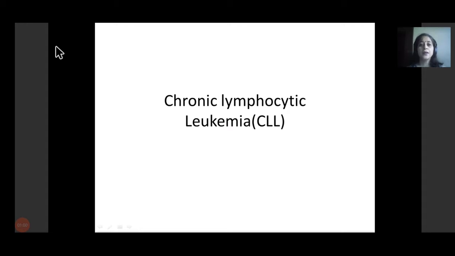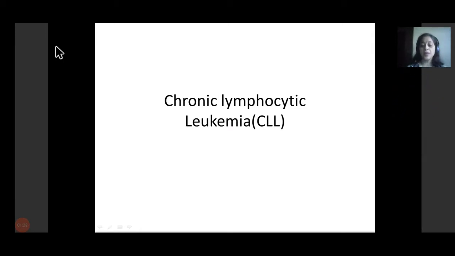This is a plasma cell dyscrasia, where we'll be discussing the definition, the lab diagnosis, the diagnostic criteria laid down by the International Myeloma Working Group, and the prognostication based on cytogenetics, molecular studies and immunophenotyping by flow cytometry. So we begin with chronic lymphocytic leukemia.